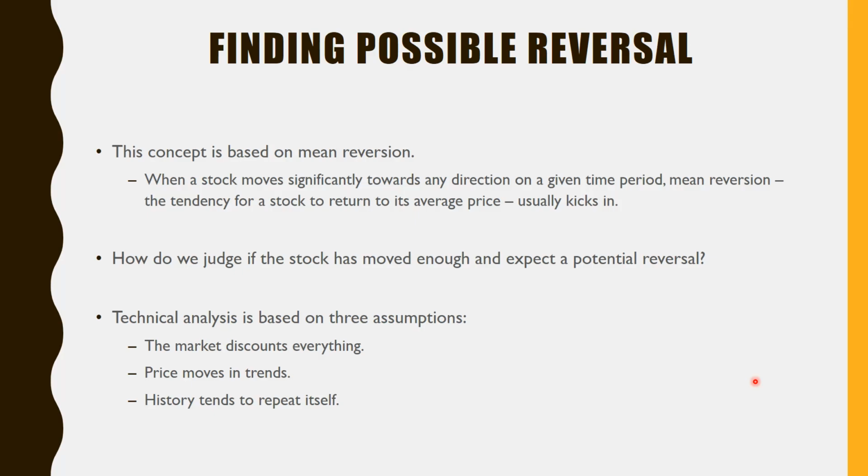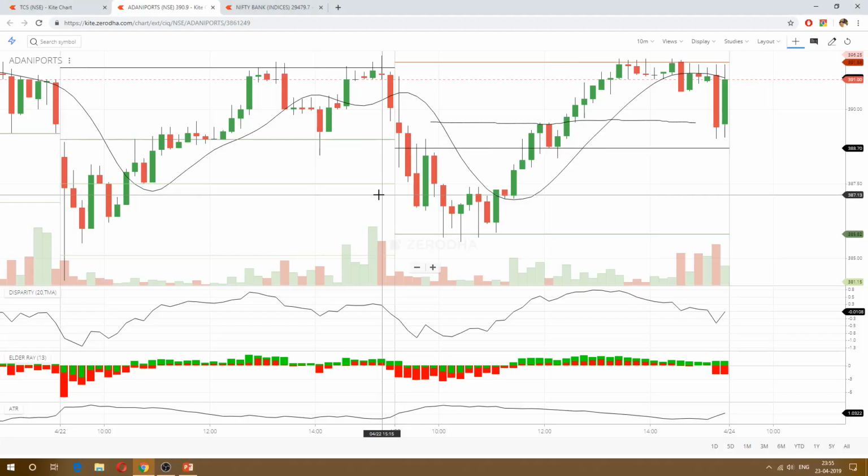Okay, so now the question arises, how do we judge if a stock has moved enough and expect a potential reversal, right? Before we go to examples of how we do this, you need to understand technical analysis is based on three assumptions. These are the core assumptions on which the whole technical analysis is based, and I will be using this one: history tends to repeat itself, and the concept of mean reversion on disparity index to find reversal areas, right? Okay, let's go ahead to the example.